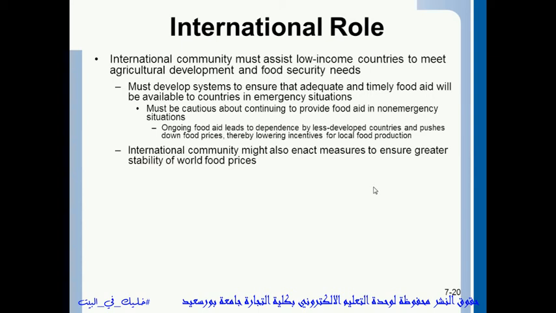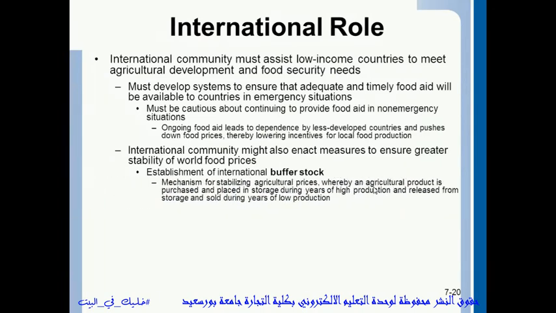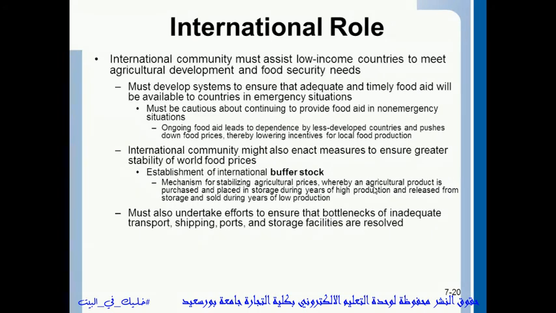The international community might also enact measures to ensure greater stability for world food prices. One is the establishment of international buffer stocks, a mechanism for stable agriculture prices whereby an agriculture product is purchased and placed in storage during years of high production and released from storage and sold during years of low production. It must also undertake efforts to ensure that bottlenecks, the problems of inadequate transport, shipping, port, and storage facilities, are resolved.